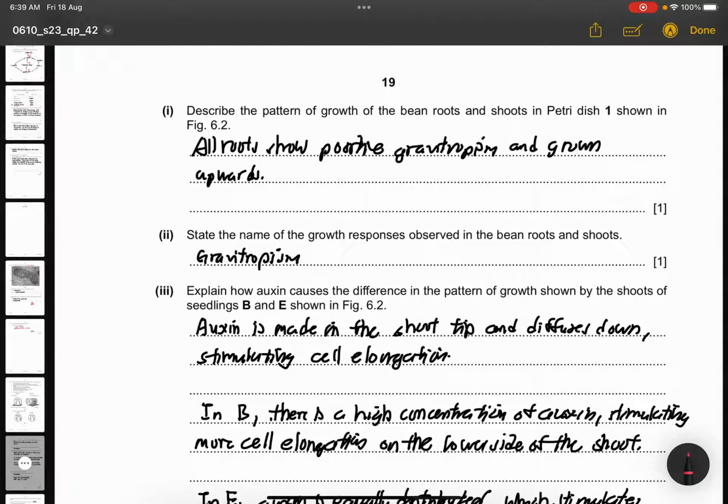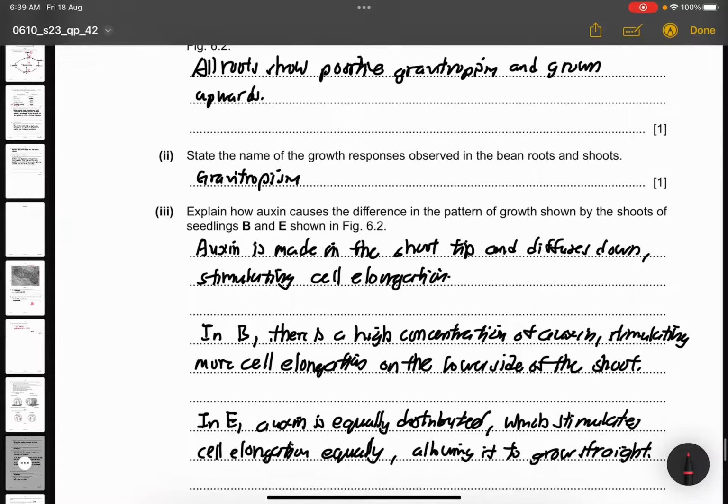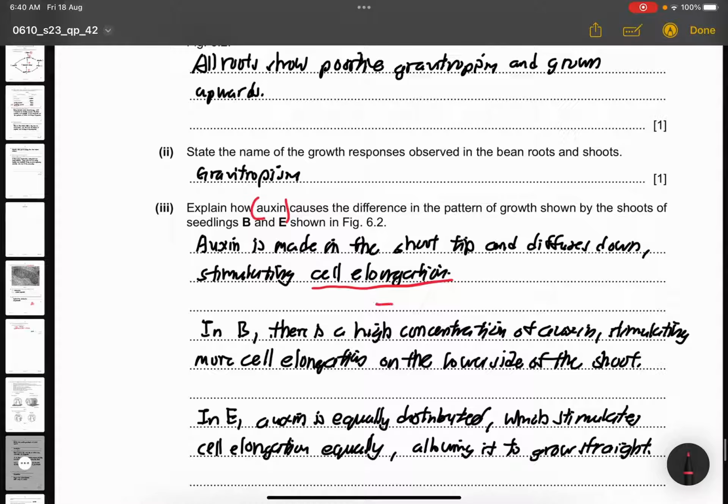Okay, state the name of the growth response observed in bean roots and shoots: gravitropism. Okay. Part 3. Explain how auxin caused a difference in the pattern of growth shown by the shoots in seedlings B and E shown in figure 6.2. So this is the 5 marks, right? You must explain how auxin causes the differences. So you need to talk about how auxin is made first of all. So auxin is made in the shoot tip and diffuses down. You can say it undergoes diffusion, and this helps to stimulate cell elongation. Okay, this is the key word.